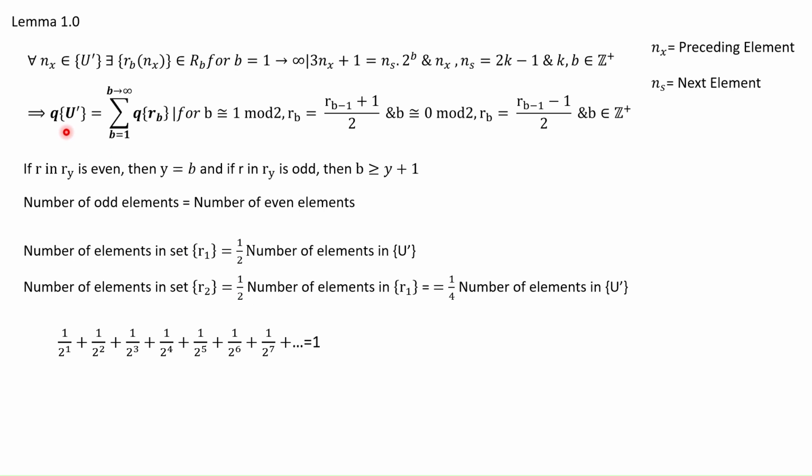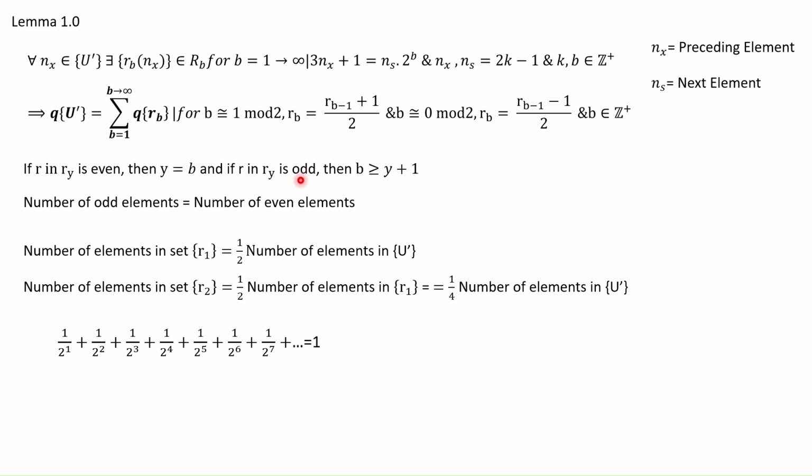Now if we consider the total summation of all these numbers of all the possible sets of RB, what do we get? We get 1/2, that is the number of sets, 1/2 of U prime, 1/2 to the power 2, that is 1/4 of U prime, and then again half. We keep on multiplying by 1/2, and the solution for this expansion is already known to be equal to 1.